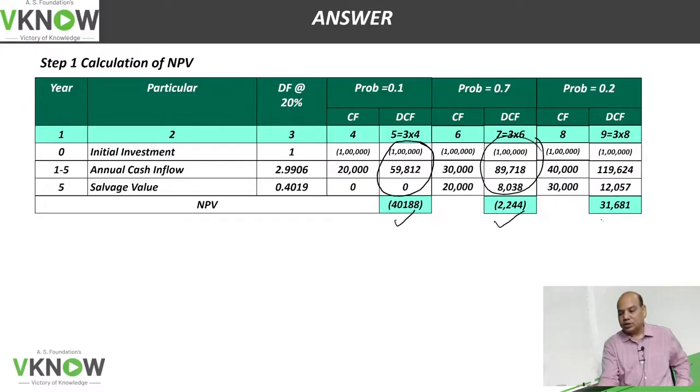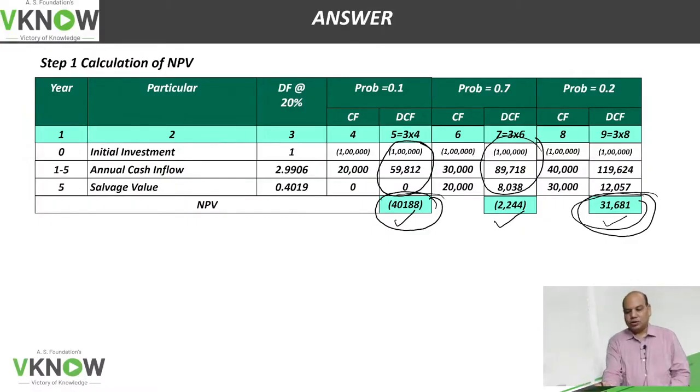The benefit of this table is that you will be able to answer best case NPV and you will be able to answer worst case NPV also. So that is why I have decided this format.